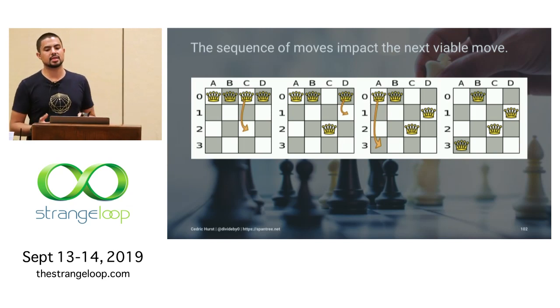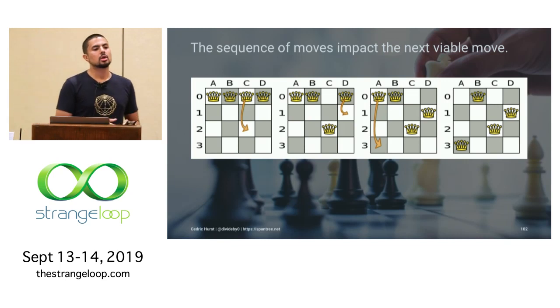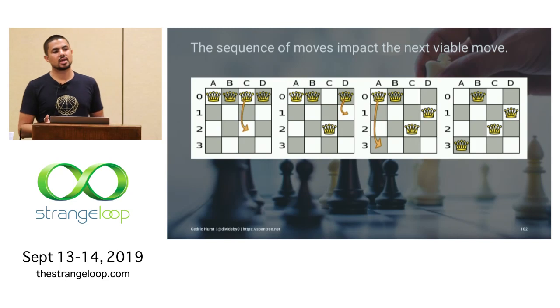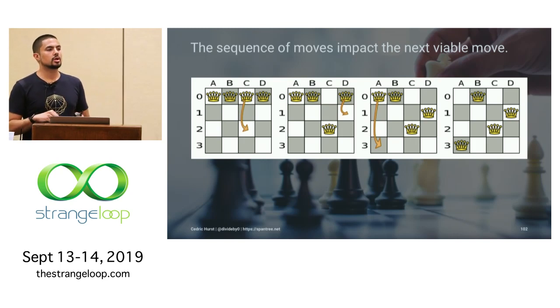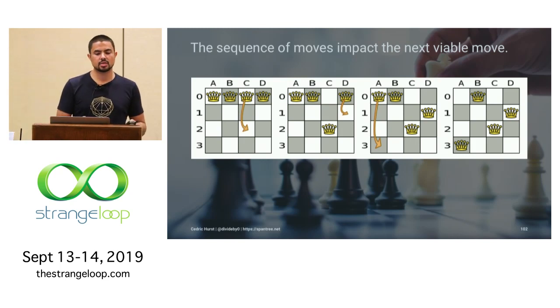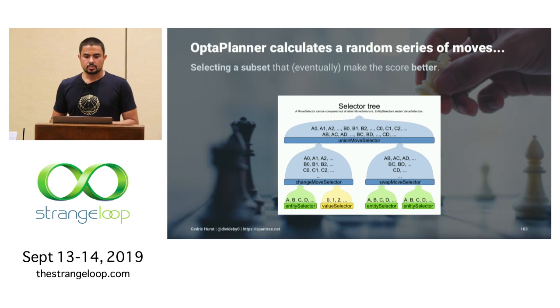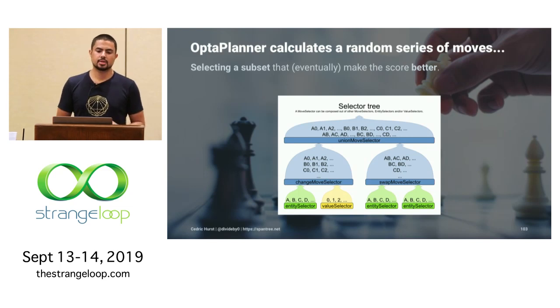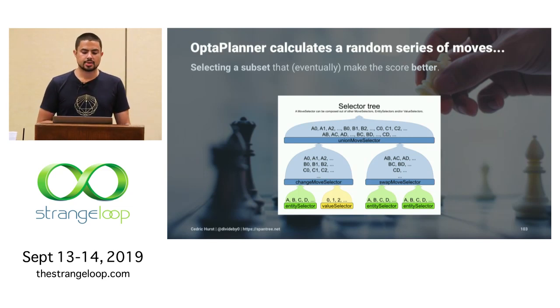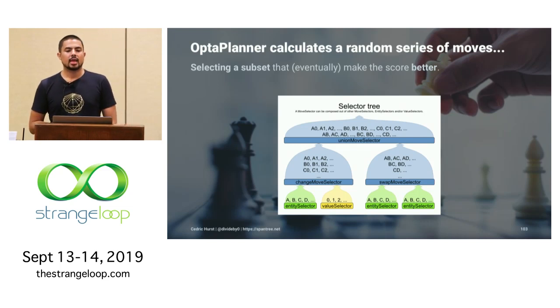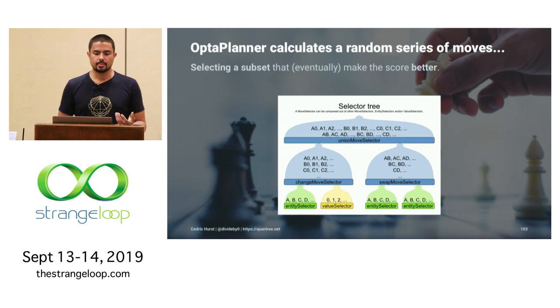So it'll realize that I just moved this queen before, and it made the score worse. And the last 5 times I've moved this queen, it's made the score worse. So that queen's probably in an optimal position, and I'm going to move on to another part of the problem space. Optiplanner uses a random series of moves and a whole bunch of different strategies for selecting those moves. And it's always trying to select the subset of moves that will make the score better.